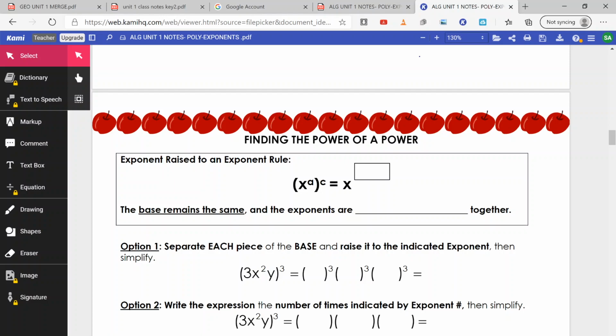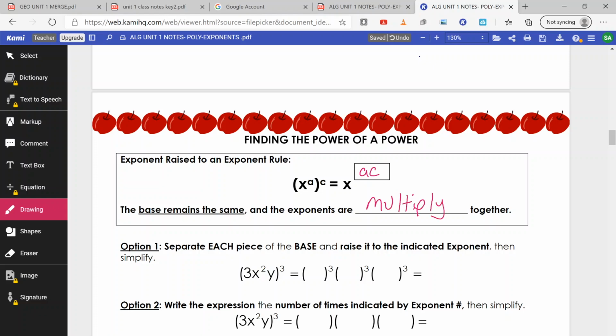What we really end up doing in this case is we're going to multiply our exponents. So in this case, x to the a times c. And again, we do that because it's a different format. Up above, our bases were different. Here we have a base being raised to a different power. So we're going to multiply our exponents.